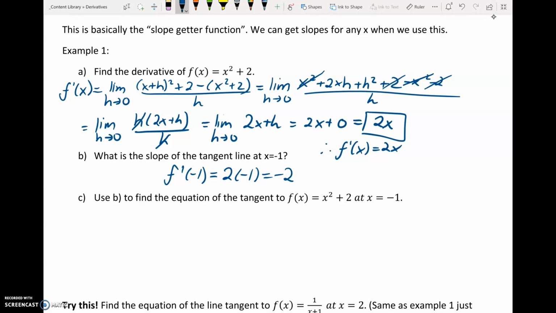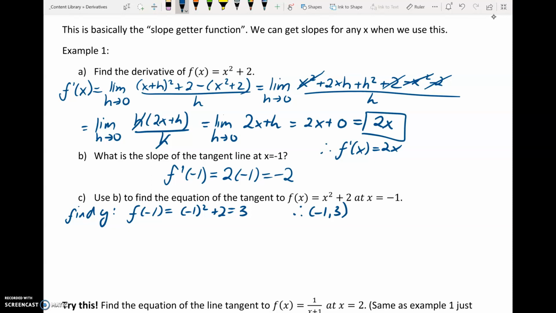Now we're going to use what we found in B to find the equation of the tangent. And our point is given to us. x has to be negative 1, which means I need to find my y value first, so I have the full set of points. So we're going to find y. I had to plug in x equals negative 1 in that to find my y value. So that's negative 1 squared plus 2. So our y value is going to be 3. That means our point will be (negative 1, 3).